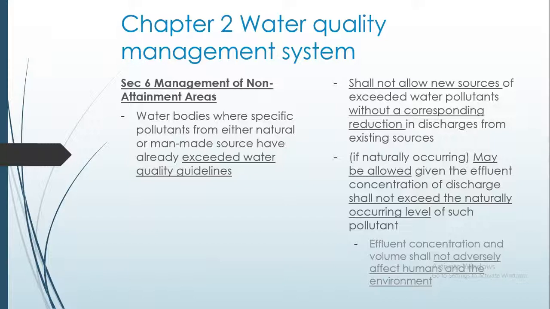Water quality management areas that fail to maintain such standards are labeled as non-attainment areas. For such areas, establishment of new sources of possible pollutants will not be allowed unless its current state has improved, or in their language, the concentration of pollutants have been reduced. If the pollutant is naturally occurring, such as in geothermal areas, its concentration will be allowed as long as it doesn't exceed its natural concentration and that it doesn't adversely affect the water supply, human health, and the environment.